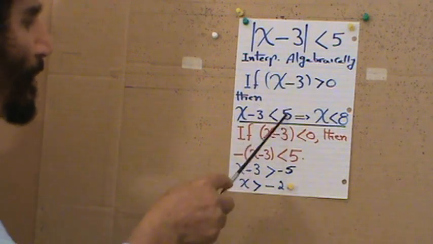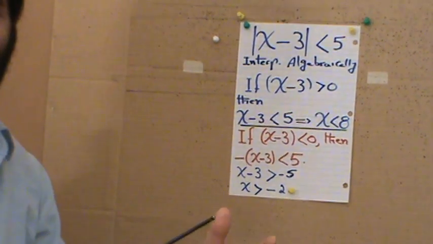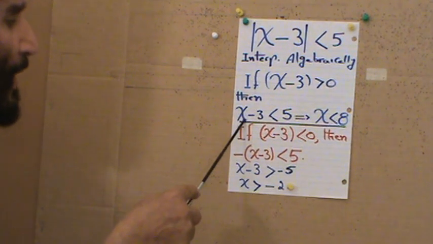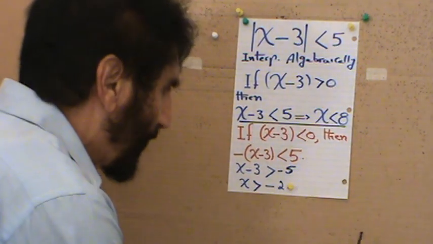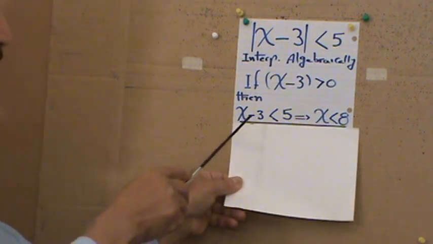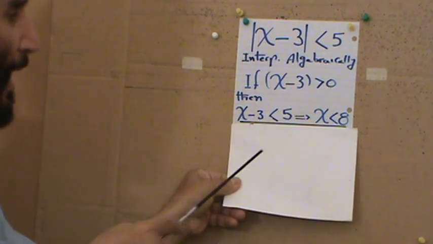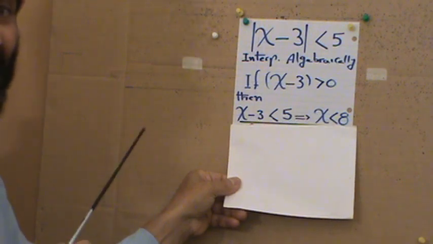So x minus 3 will be less than 5, because whatever was inside the absolute value was a non-negative number. So we left it alone, and now we have to solve algebraically. Let me cover this part so that your concentration goes on that one. Now we have to solve x minus 3 less than 5. Very grade school solution: you add 3 to both sides and you end up with x less than 8. The values that x can assume are less than 8.